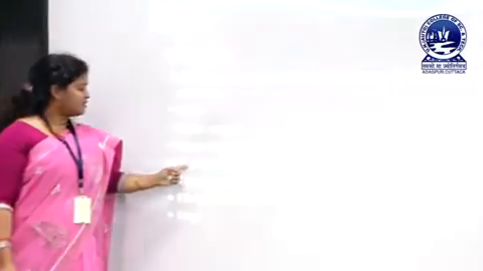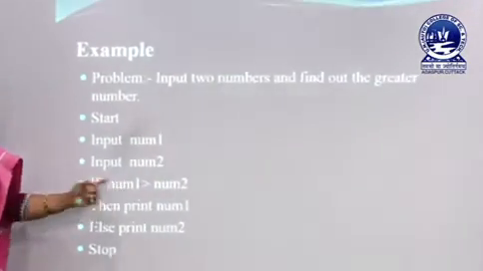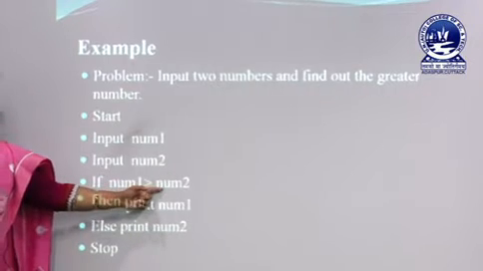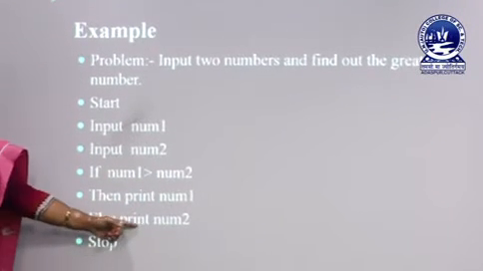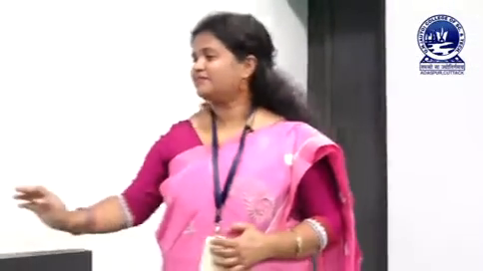If the condition is true, then do this part. If the condition is false, then do this part. It means that if is followed by a condition, already I have explained here. If is followed by a condition, this one is the condition. If this condition is true, then this part will be executed, else this part will be executed. Now we will go to the next slide.